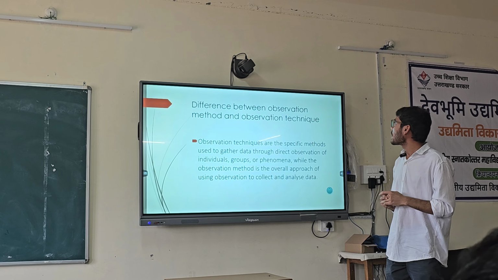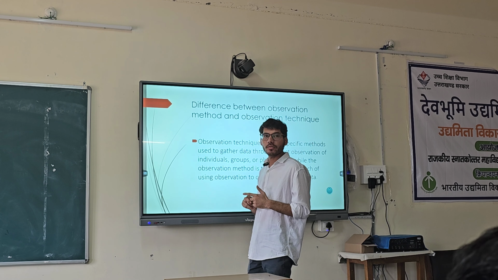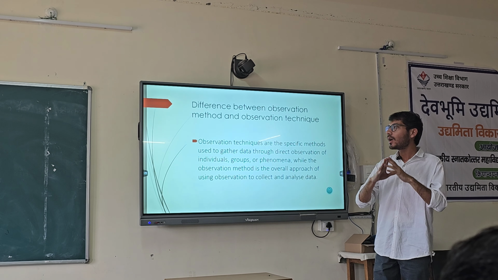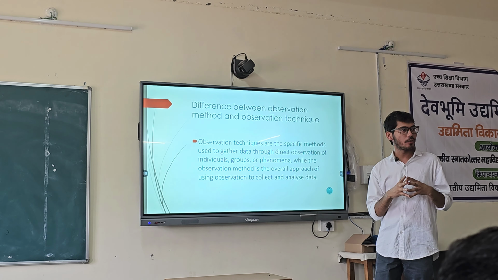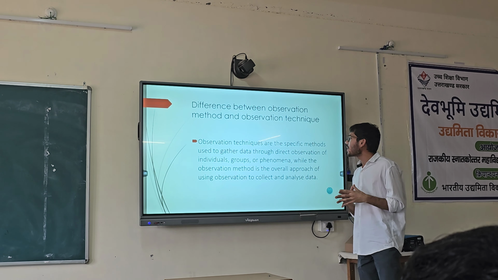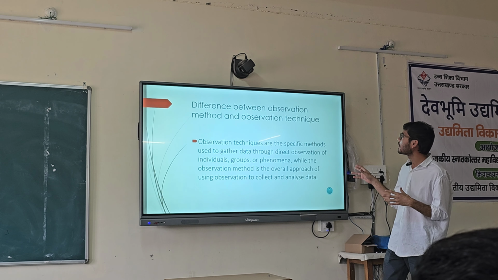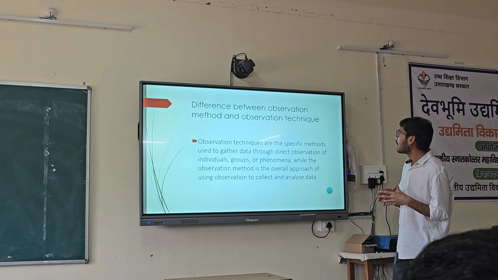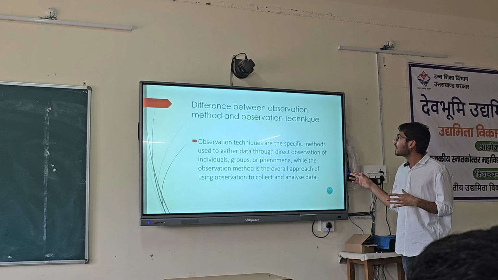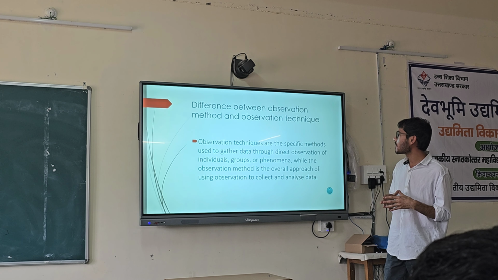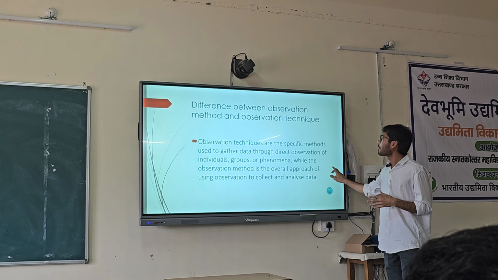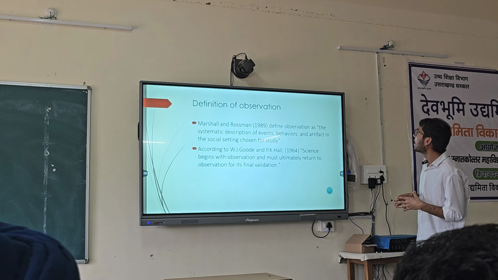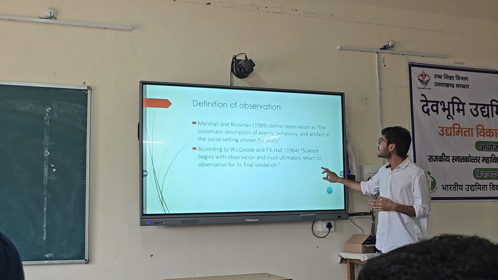So there is a slight difference between observation method and observation technique. So when we say observation method, it's a method, right? Method is an overall methodology of a process, and technique is a specific method used to gather data through direct observation. That is observation technique. On the other hand, observation method is the overall approach of using observation to collect and analyze data. I have added some definitions. You can watch these later.